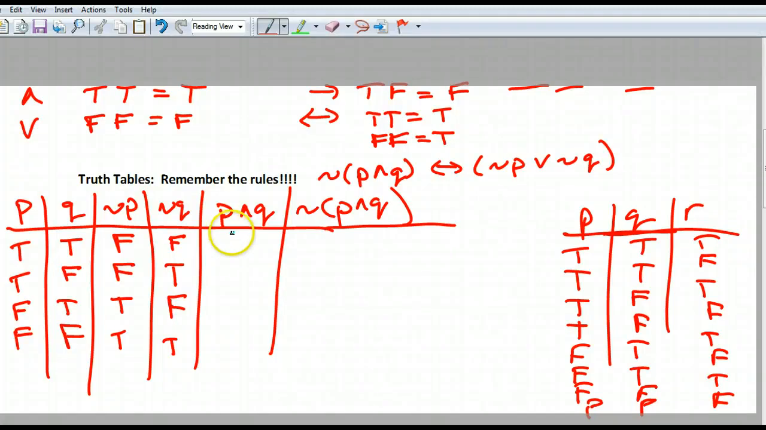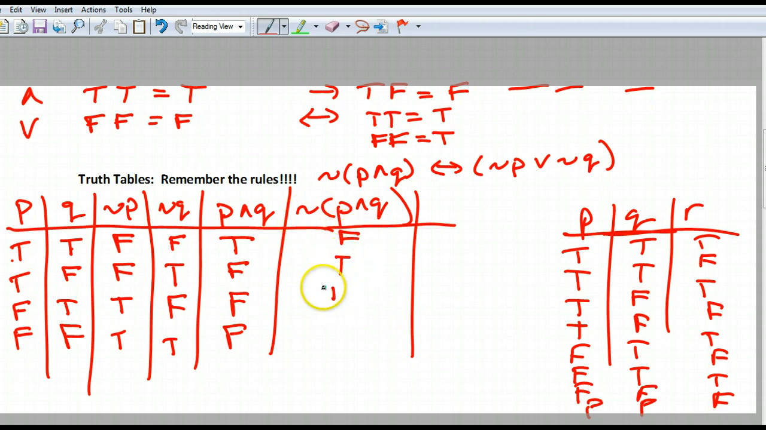Okay? So on this one, P and Q, what are we looking for? Two trues. So we got 2 trues right here and here. So this will be a true. And then everything else is a false. Okay? So then on this column, it's the opposite of that, because it's not. So it'll be false, true, true, true.